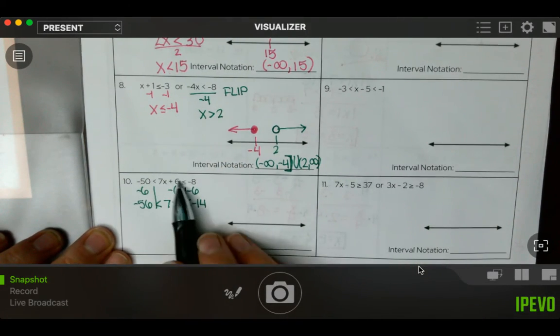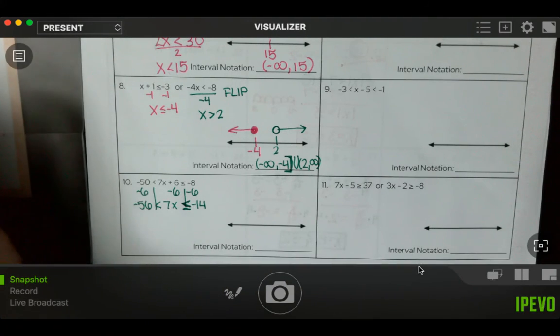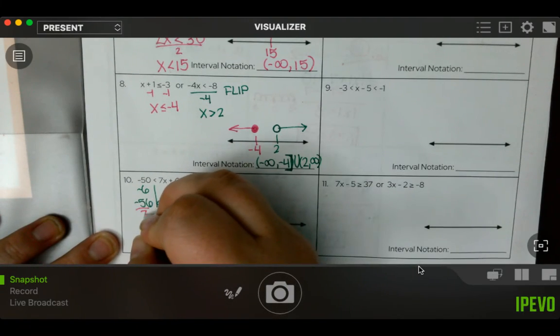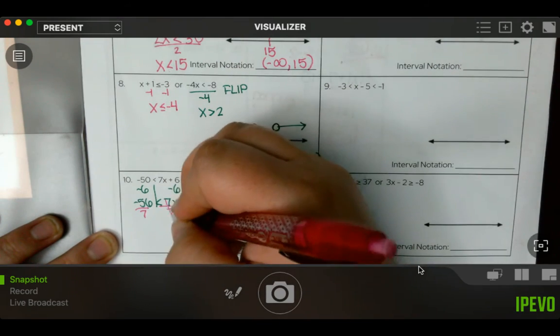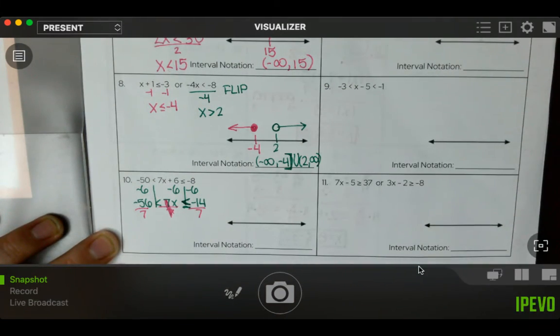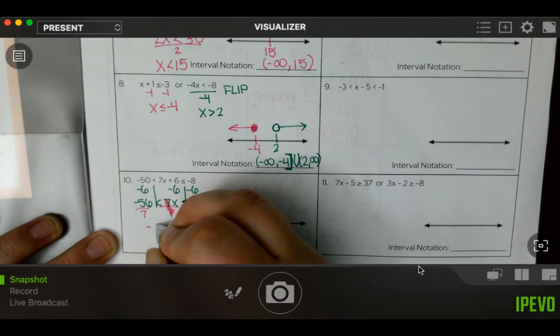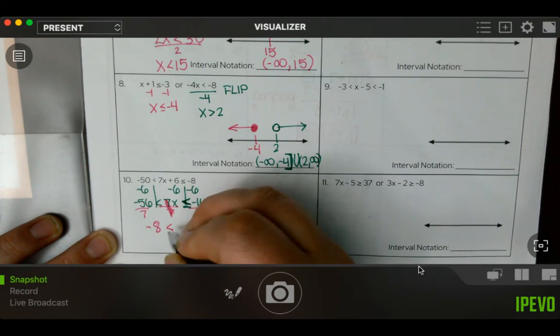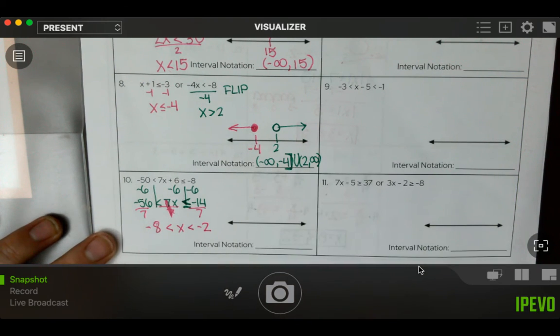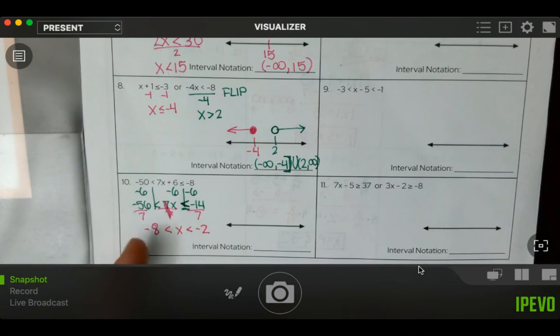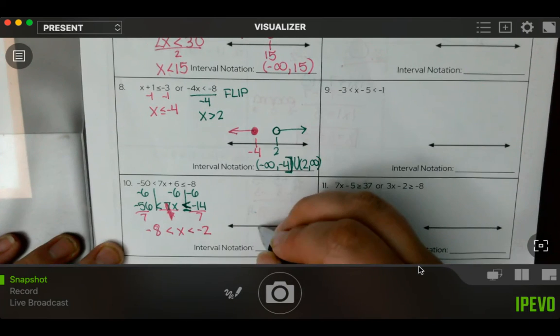Notice how I kept the symbols the same for right now. Then I have to divide by 7 on all three parts. Because in here, it just gets rid of the 7x in front of the x. -56 divided by 7 is -8. And -14 divided by 7 is -2. You'll notice that x is in between -8 and -2.